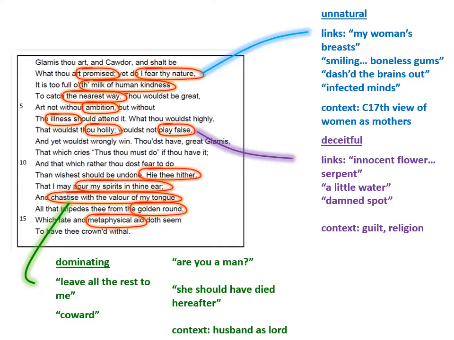So we've got this kind of strange, back to the unnatural, this inversion of gender roles as far as they would have been concerned in the early 17th century.